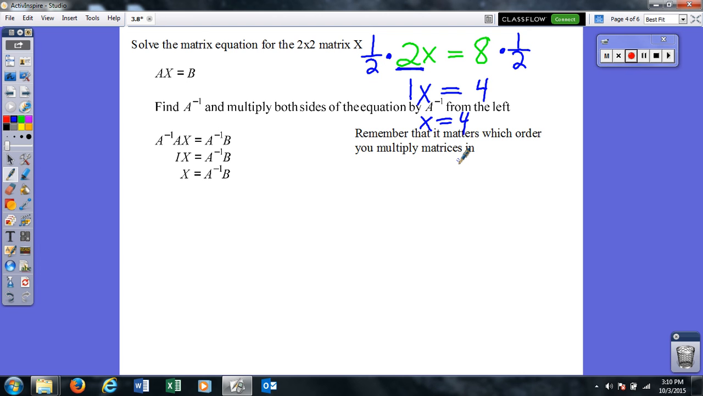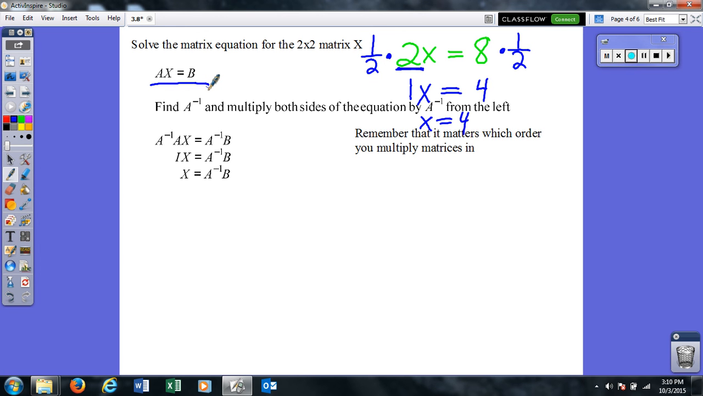Well, that's exactly what we're going to do with a matrix equation, except instead of using numbers, we're going to use matrices. So say we start with the equation AX equals B, where A is a matrix, X is a matrix that we don't know, it's an unknown matrix, and then B is another matrix. So what we need to do is, just like how if we have 2 times x equals 8, we need to find the inverse of 2.